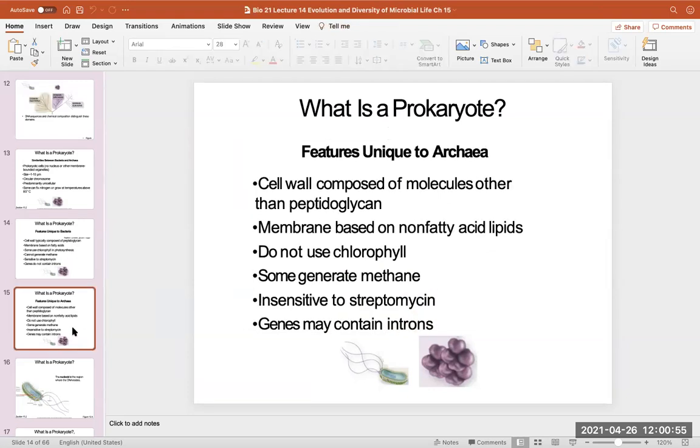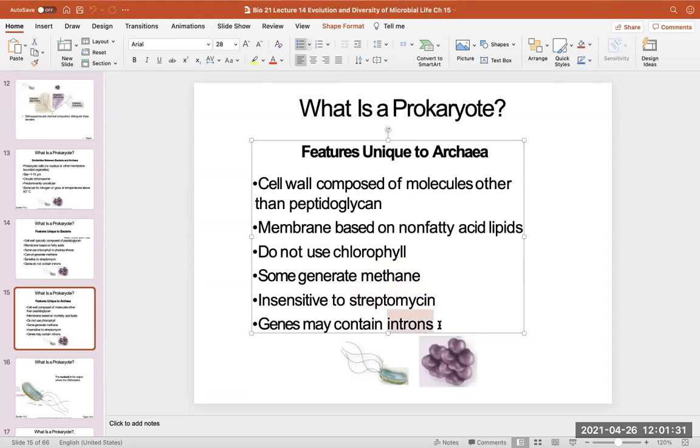Then this versus archaea. Archaea are the ones found in acidic environments; they're known as acidophiles if they live in an acidic environment. They live in high salt environments. They live in extreme environments. Not all of them though, some of them. And they can generate methane. That's why I showed you that if there's standing water with no oxygen left in there, these are going to be found there and they're going to make methane. Sometimes if there's lightning, it can put that on fire. They're insensitive to streptomycin. They can contain introns.